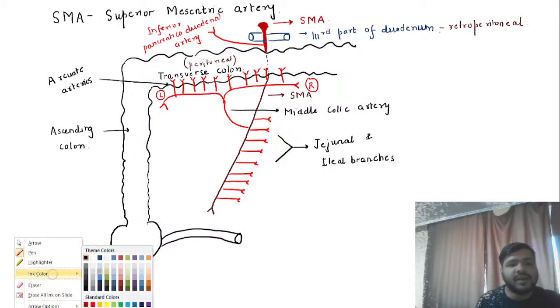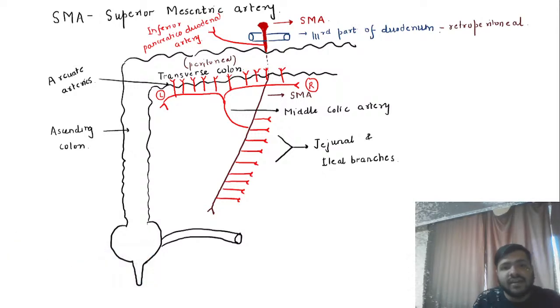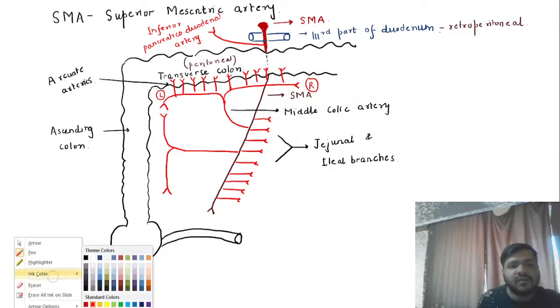अब एक branch और पढ़नी है. That is the right colic artery. Okay, we have something which is called the right colic artery. Now this right colic artery is again dividing into the upper branch. एक ऊपर की तरफ जा रहा है और एक आ जाएगा नीचे की तरफ, the lower branch. Okay, and again this right colic artery, I'll just write it over here.